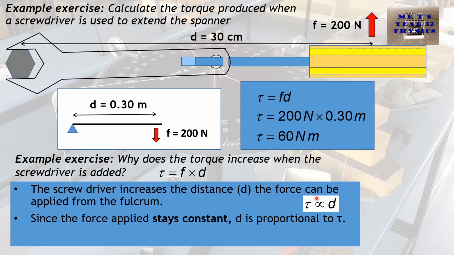Or I can write it as a proportionality statement: T is proportional to D. It doesn't matter which way around I put it. I like to put the T on the left. Therefore, since D has doubled, T will double, because these two are proportional to each other. Okay, let's look at one more problem, and then we'll finish up the video.